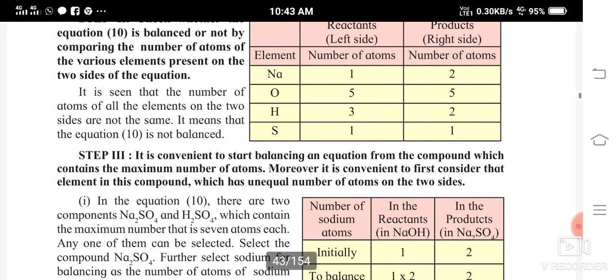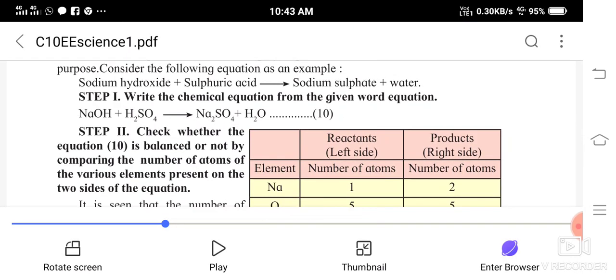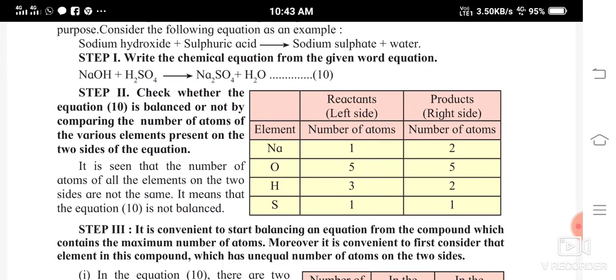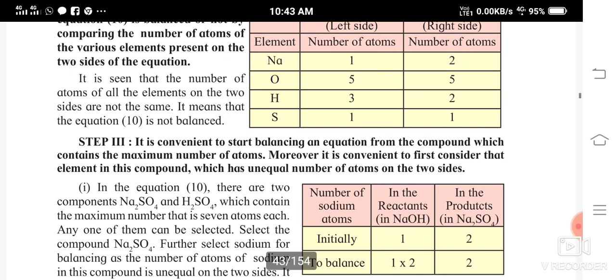Now see, what type of equation is this? This is an unbalanced equation. So it is seen that the number of atoms of all the elements on the two sides are not the same. It means that the equation is not balanced. Now this was step 2. You found out whether the equation is balanced or not.